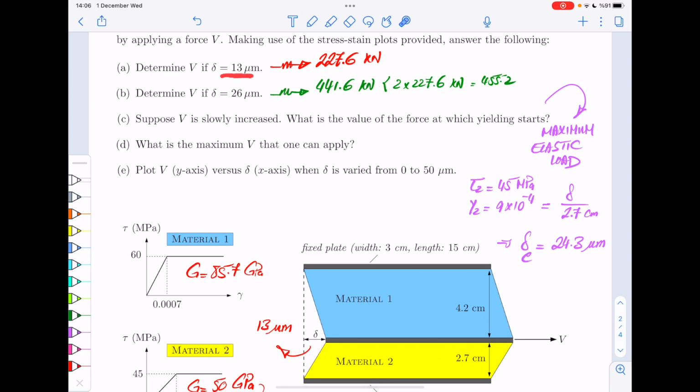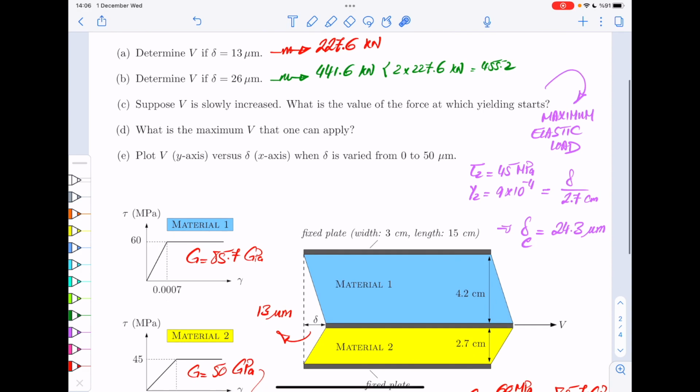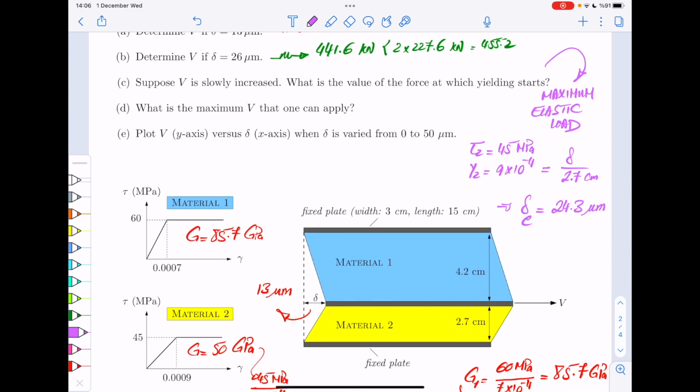So again, if delta was 13, it's fully elastic. If it is 26, already one of them is plastic. This is exactly the value. So at 24.3, it starts to plastify. Okay, and then all you have to do now is, for this particular value, you need to calculate the stress in both members, add them up. So in member 2, for this value, the stress is 45 megapascal. But for member 1, for this one, you need to calculate your stress using your diagram.